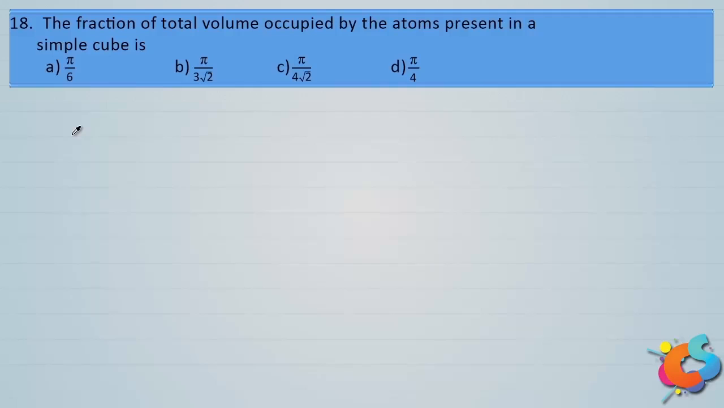Moving on to the next question. The question is here. The fraction of total volume occupied by the atoms present in a simple cube is? The given options are option A, pi by 6, option B, pi by 3 root 2, option C, pi by 4 root 2, and option D as pi by 4.